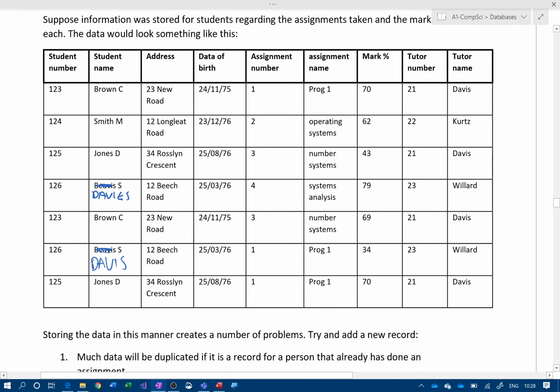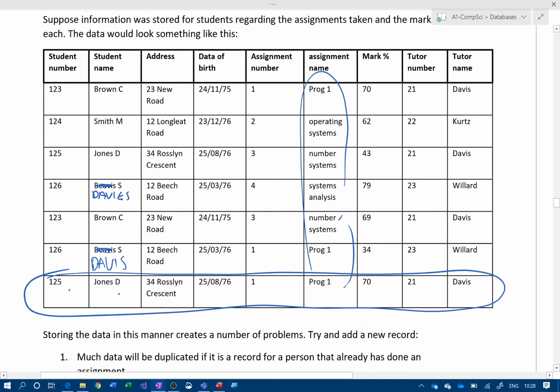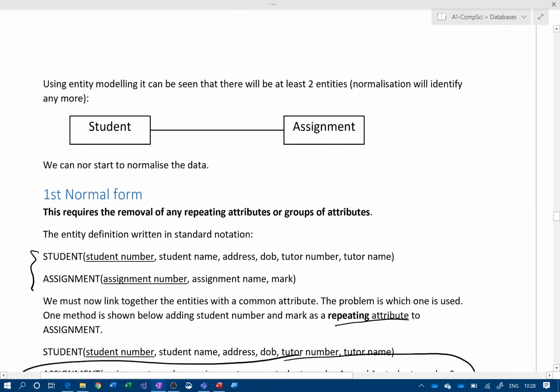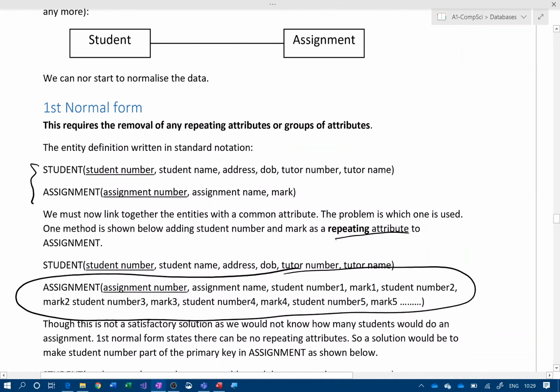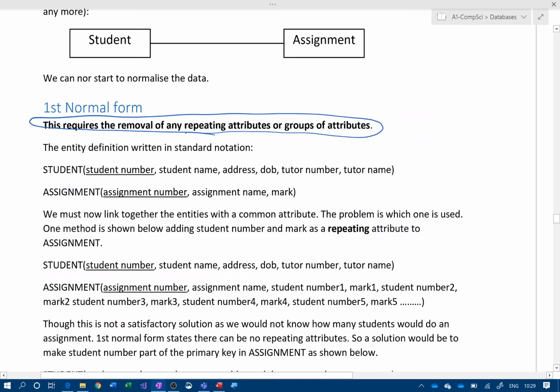Every time a student does an assignment, we're repeating an awful lot of stuff again. So if Jones does another assignment, we're repeating the ID, the name, the address, the date of birth, the assignment number, maybe a different assignment number, and then the details about the assignment, which are also repeated. So it's not great. First normal form requires removal of any repeating attributes or group of attributes. In order to show this, what you have to do is kind of engineer the repeating attribute, put it in just so you can take it out again.